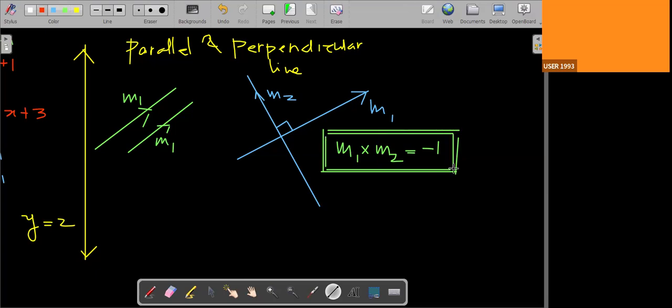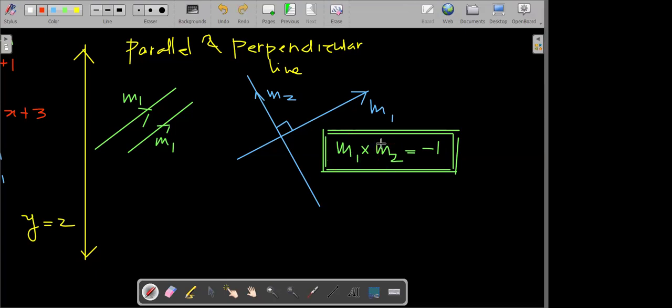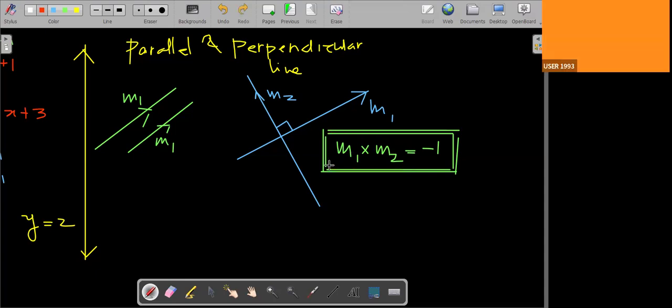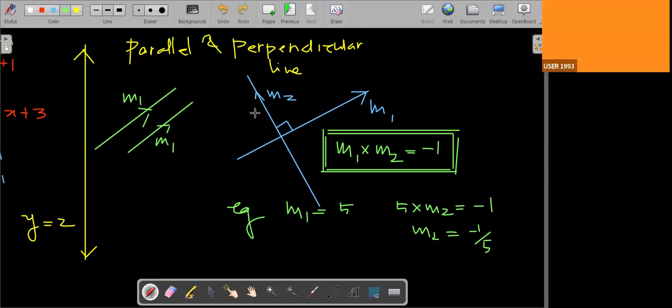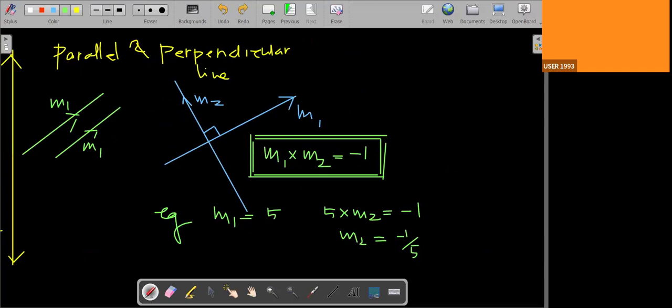If you know M1, you can find M2. You get it? Yes, sir. Because the product of them must be equal to minus 1. For an example, if M1 is equal to 5, then 5 times M2 is equal to minus 1. So M2 is equal to minus 1 over 5. The other line's gradient, which is perpendicular to the M1 line, is equal to minus 1 over 5. Or you can just simply think of it as minus the reciprocal. Whatever gradient you are given, say M1 is equal to 3 over 4, you just take the reciprocal of this one to find the other one's gradient.